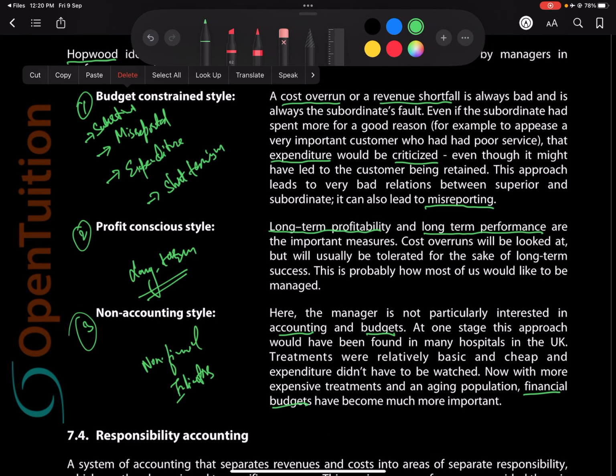Next thing, non-accounting is basically about not looking at the budgets or accounting or anything. It's more about delivering on the objectives. It's traditionally used in not-for-profit organizations, right? So it's not about costs, but about delivering different objectives, such as the post office, right? The post office has to deliver mail even at rural places, right?